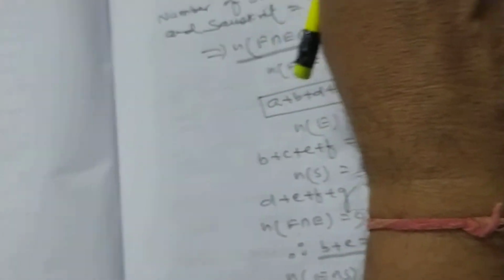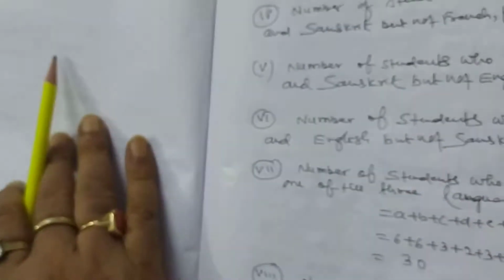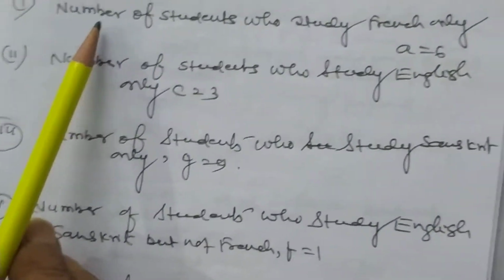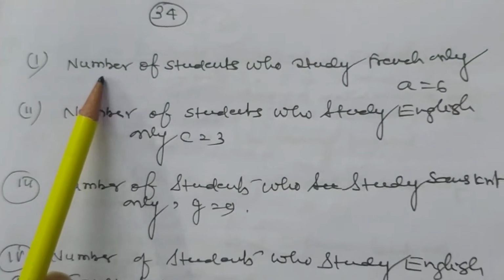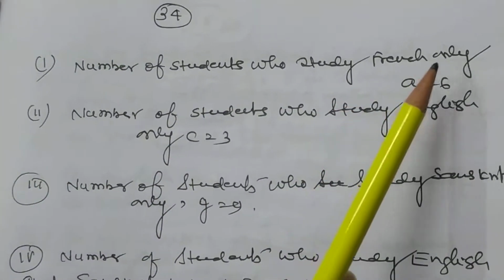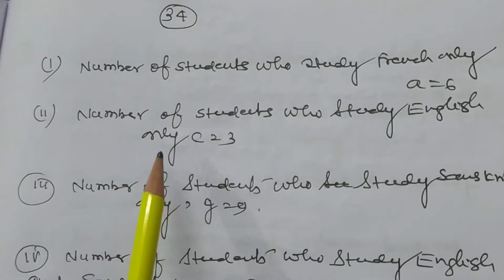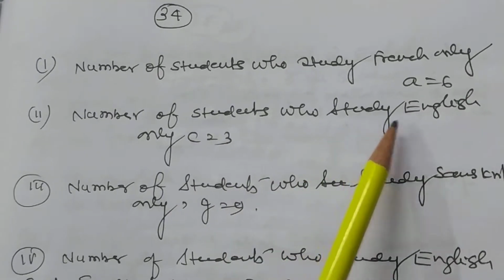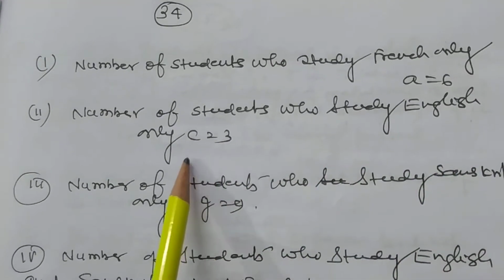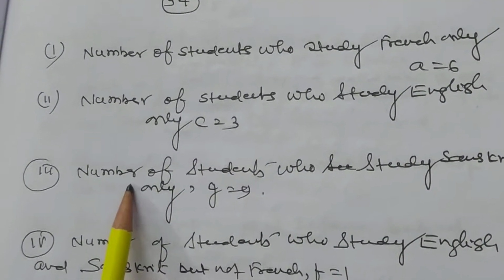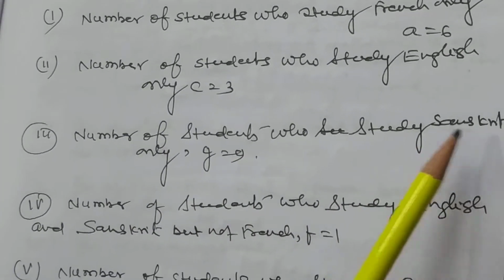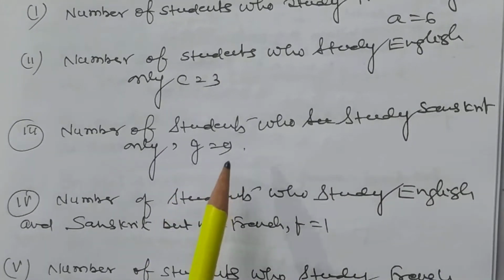In this way, my dear student, we have the number of students who study French only, A is equal to 6. Number of students who study English only, C is equal to 3. Number of students who study Sanskrit only, G is equal to 9.